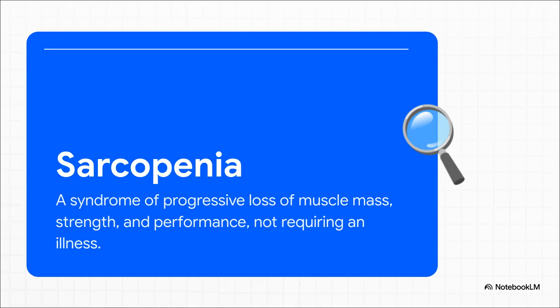And then there's sarcopenia. This is the age-related loss of muscle mass and, maybe more importantly, muscle function. It's a key driver of frailty and can happen even in patients who are overweight, which makes it super easy to miss if you're not looking for it.